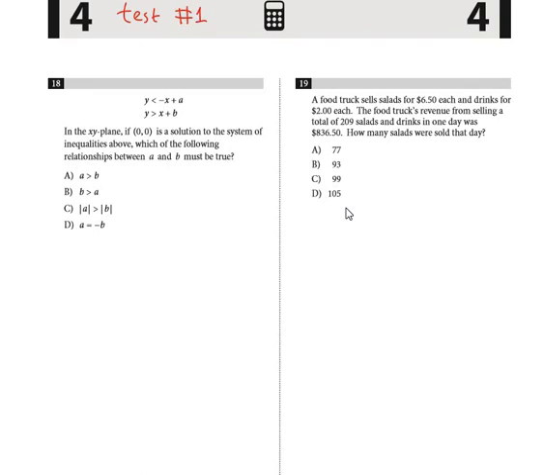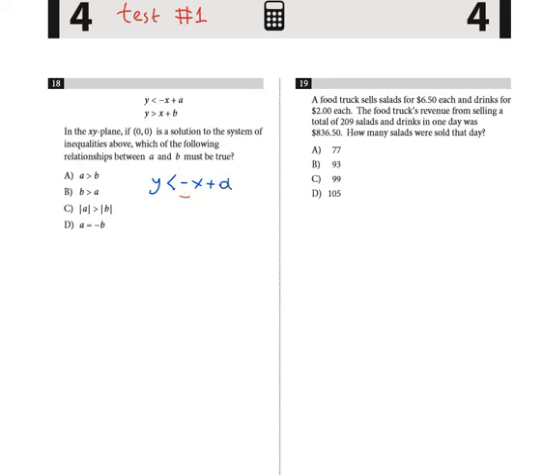In the xy plane, if 0, 0 is a solution to the system of inequalities above, which of the following relationships between A and B must be true? So let's solve for A and let's solve for B and then compare. That's going to be easier. So y is less than negative x plus A. Solve for A.